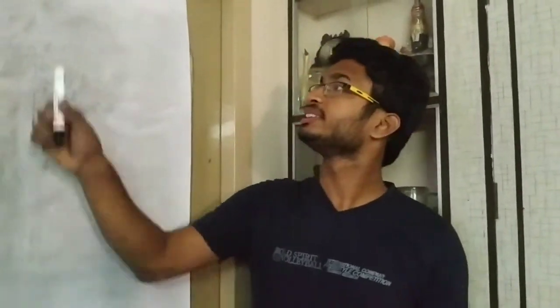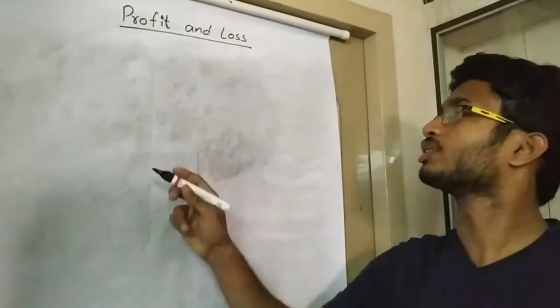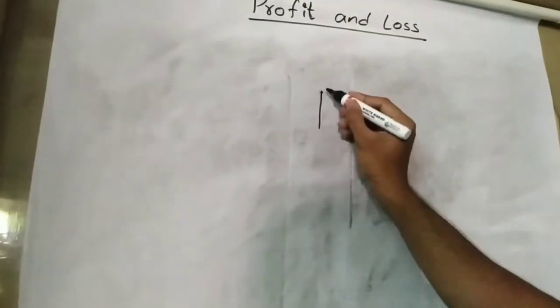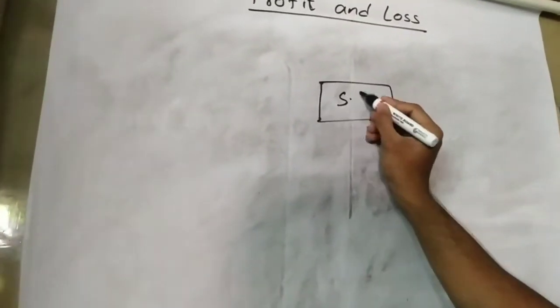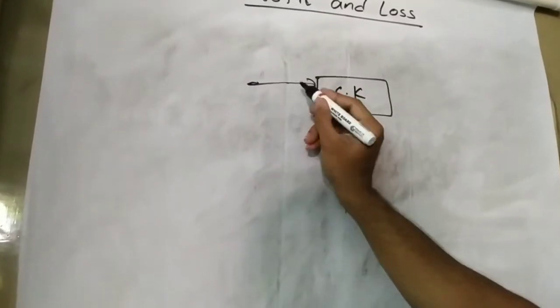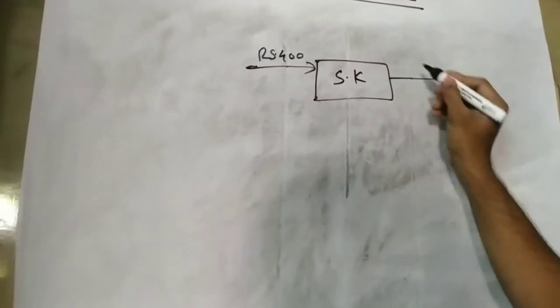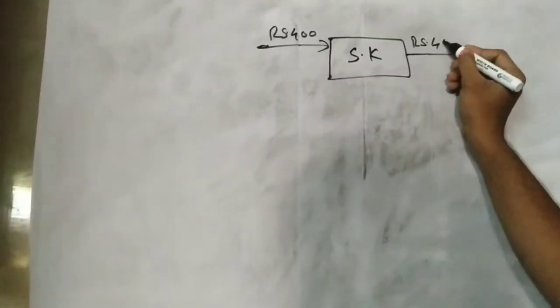Today our topic is profit and loss. So to understand this topic, let's take a small example. Consider you are a shopkeeper and you purchased a product worth rupees 400 and you sold it for rupees 440.